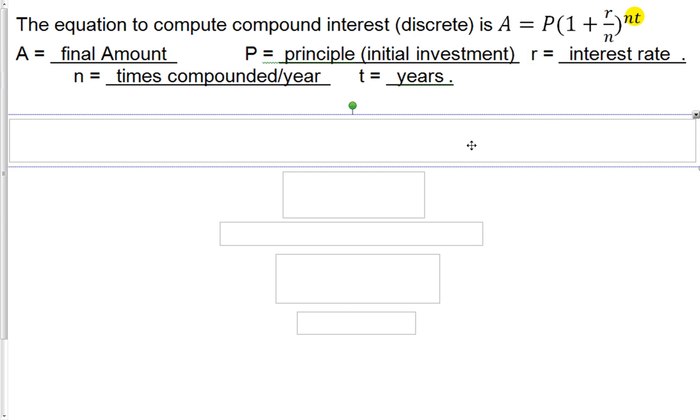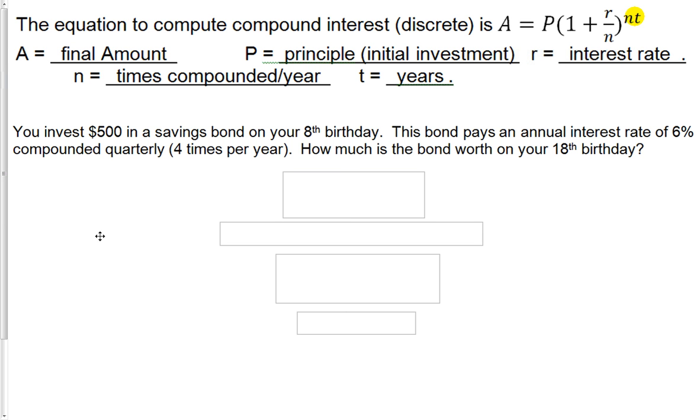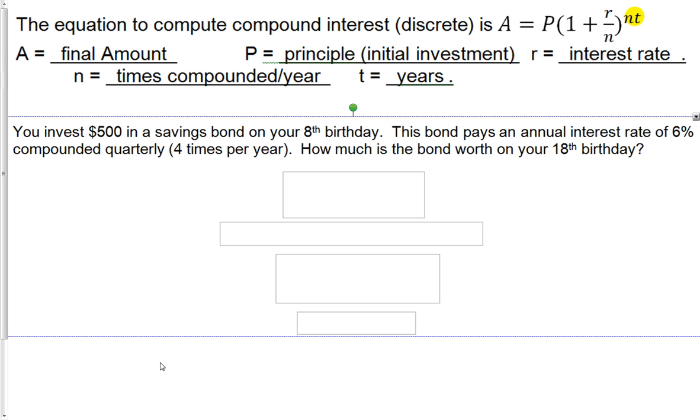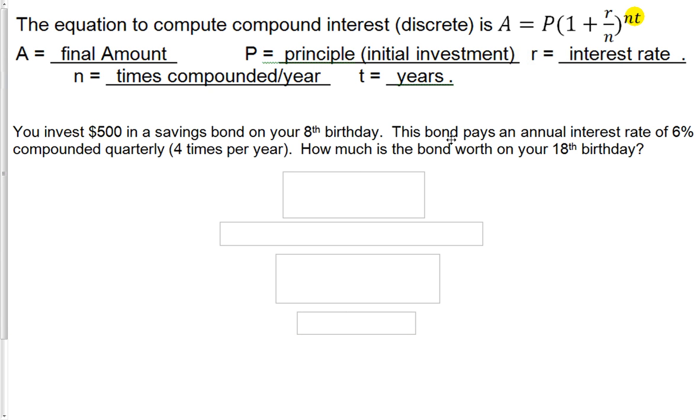So let's take a look at an example here. You invest $500 in a savings bond on your 8th birthday. This bond pays an annual interest rate of 6% compounded quarterly, 4 times per year. How much is this bond worth on your 18th birthday?